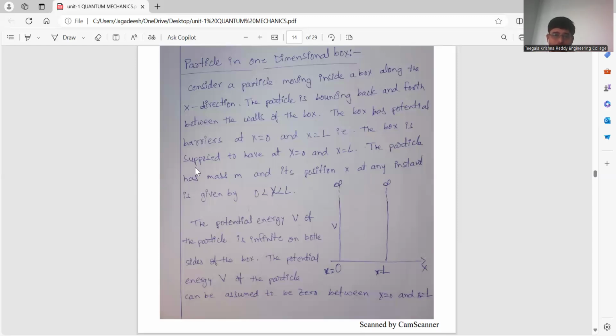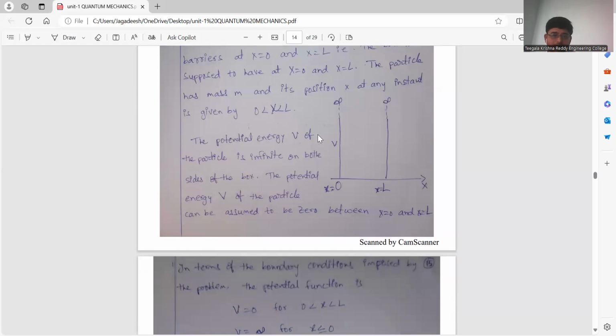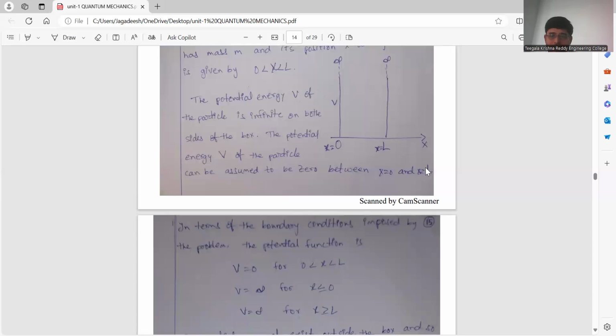The box is supposed to extend from x equal to 0 to x equal to L. The particle has mass m, and its position x at any instant is given by 0 less than x less than L. The potential energy V of the particle is infinite on both sides of the wall. The potential energy V can be assumed to be 0 between x equal to 0 and x equal to L.